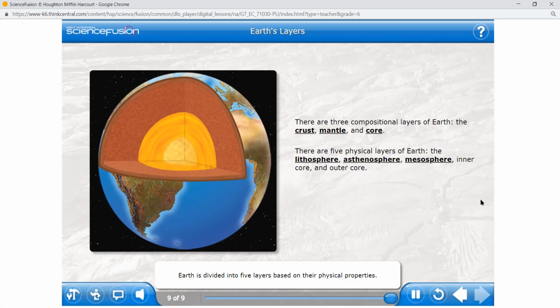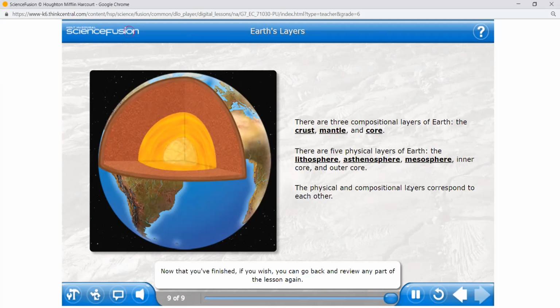Earth is divided into 5 layers based on their physical properties. They are the lithosphere, asthenosphere, mesosphere, inner core, and outer core. The physical and compositional layers do not stand alone. The different physical layers correspond to the compositional layers. Now that you've finished, if you wish, you can go back and review any part of the lesson again.